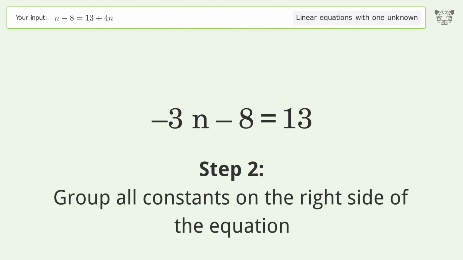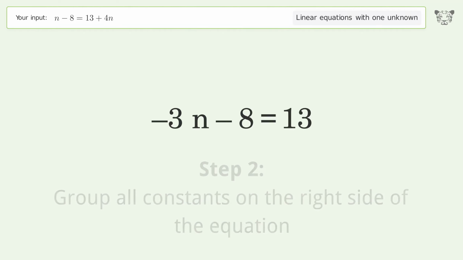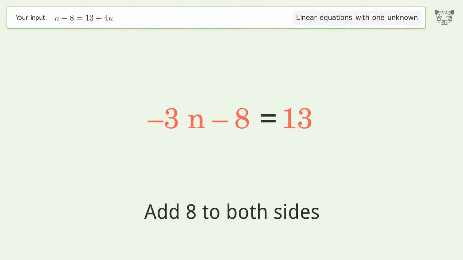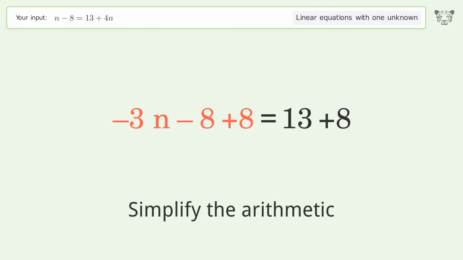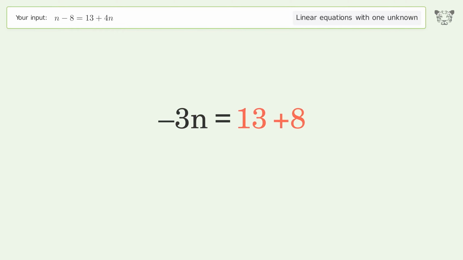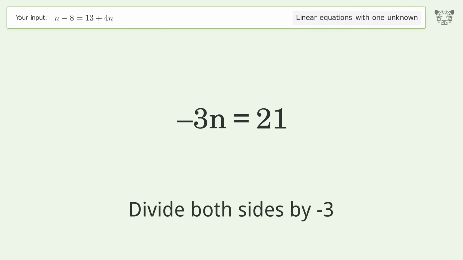Group all constants on the right side of the equation. Add 8 to both sides. Simplify the arithmetic. Isolate the n. Divide both sides by -3.